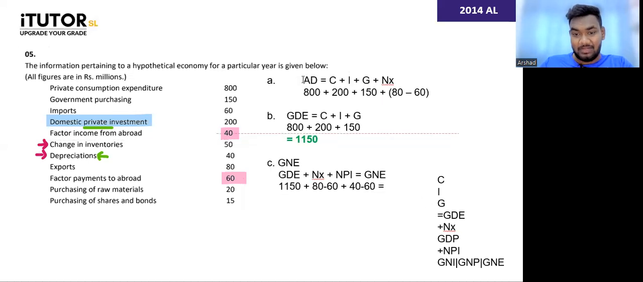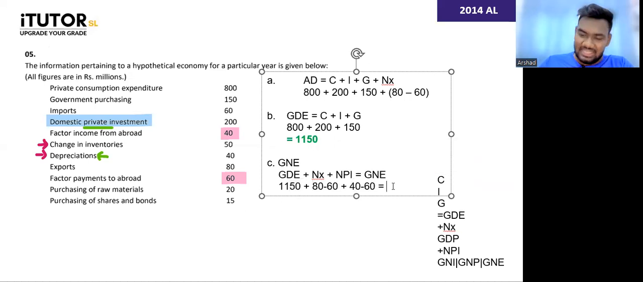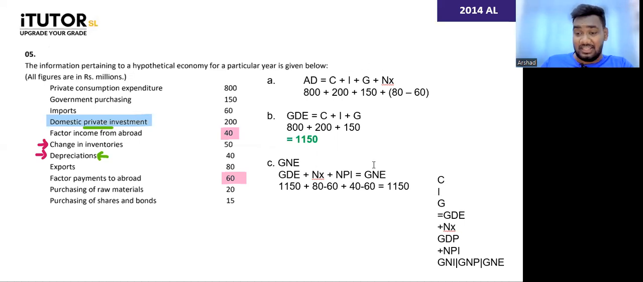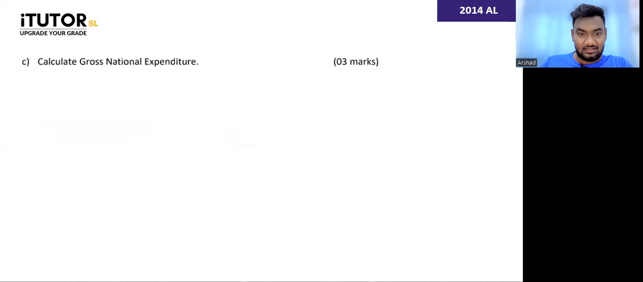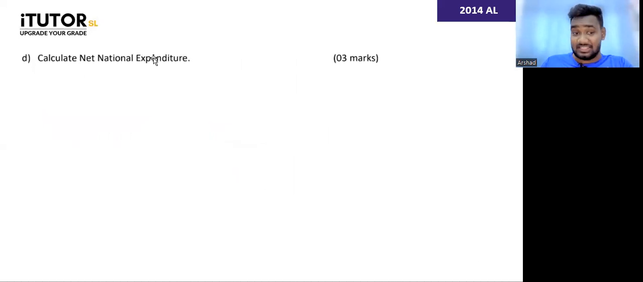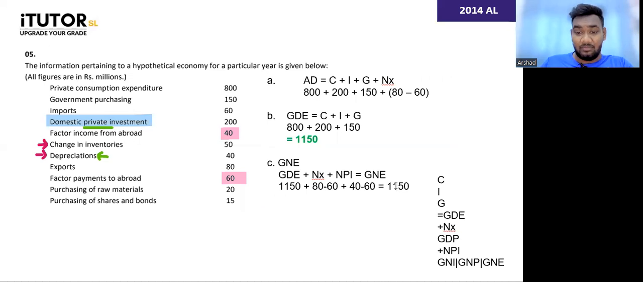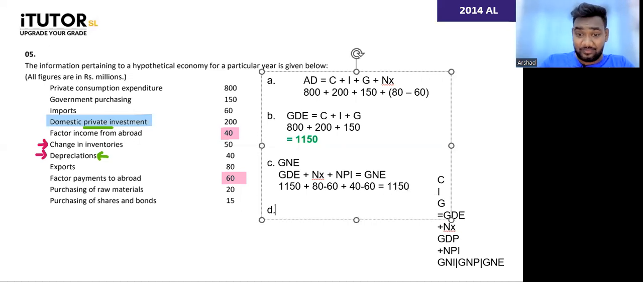Can someone give me the number, guys? So 1150, here this is a plus 20, here this is a minus 20, GNE is also 1150. Okay, that's gross national expenditure. Do they have anything else? They also have net national expenditure. So how do you go from gross national expenditure to net national expenditure? NNE, how do you do this?